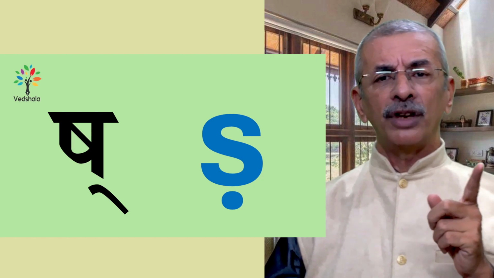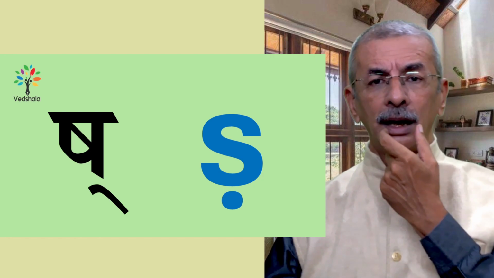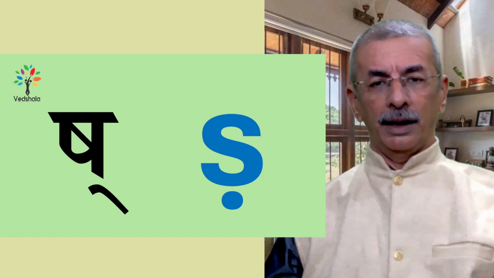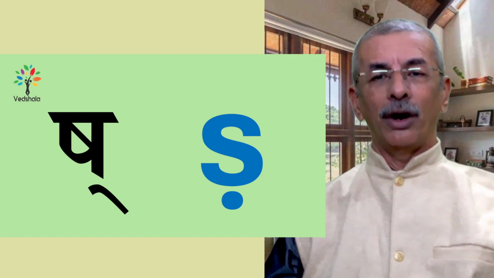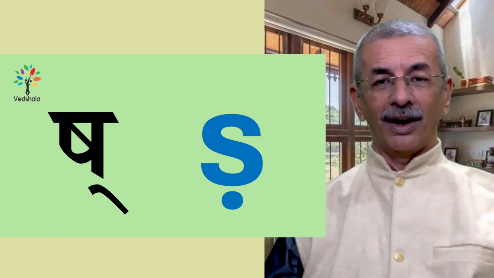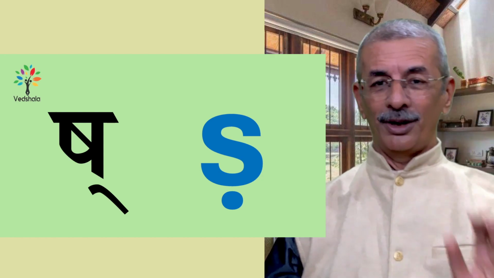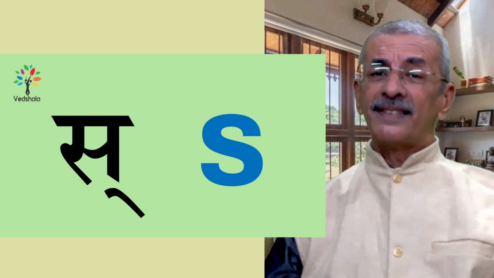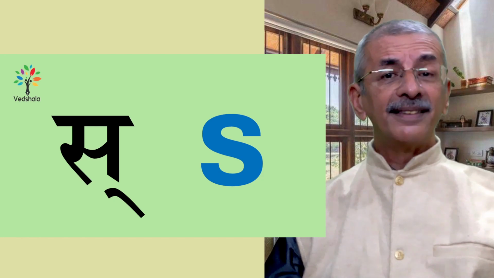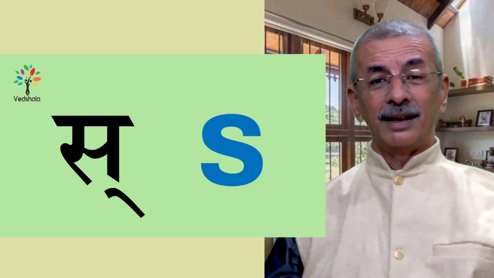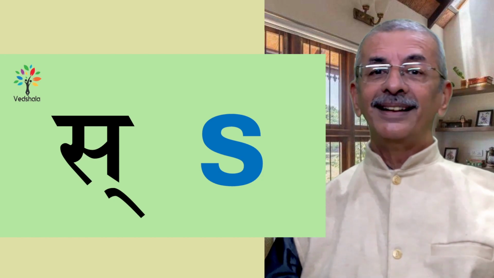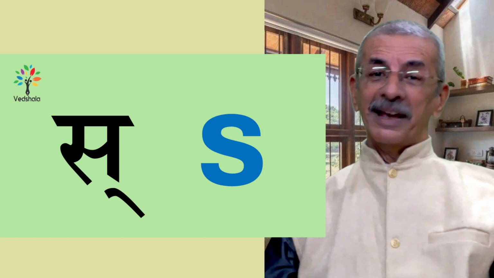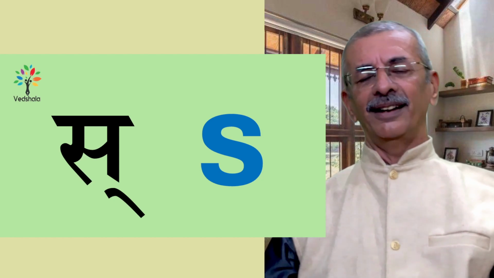Whenever I'm pronouncing this alphabet, the tongue is touching my hard palate. Sure. So it is S underdot. Similarly, sa, as in Sanatan, we use just S because it is sa. Am I clear? These are another four alphabets.